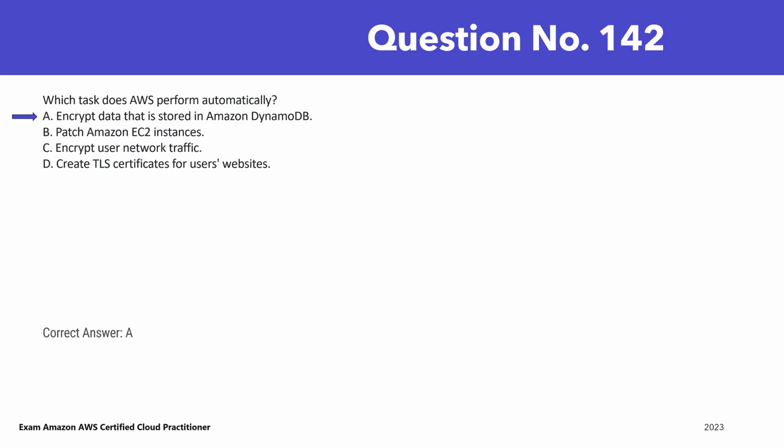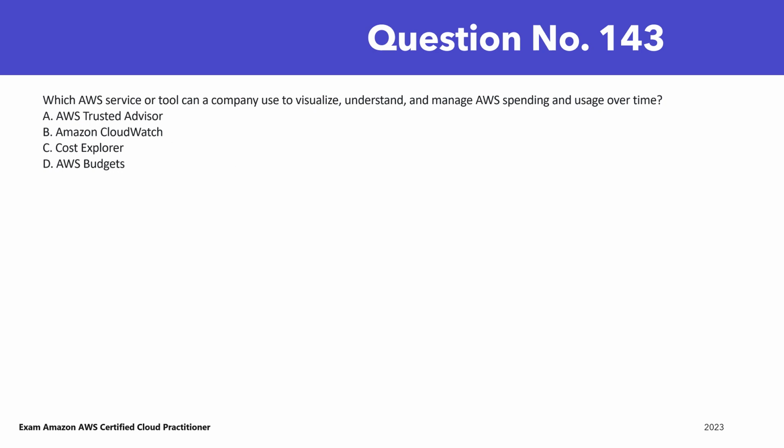Which AWS service or tool can a company use to visualize, understand, and manage AWS spending and usage over time? A. AWS Trusted Advisor. B. Amazon CloudWatch. C. Cost Explorer. D. AWS Budgets. Correct answer, C.